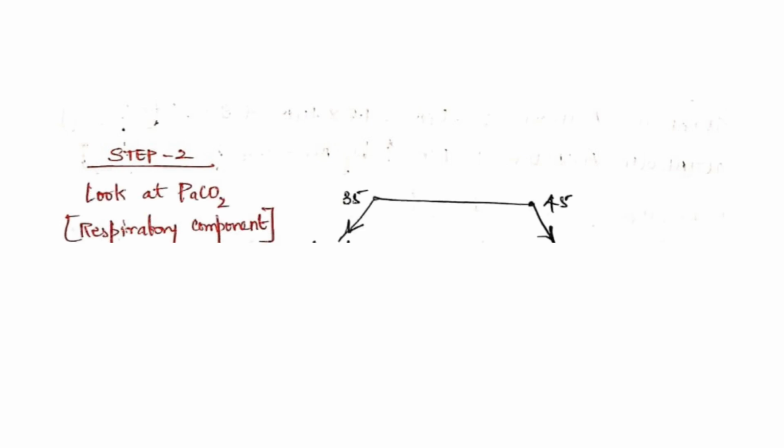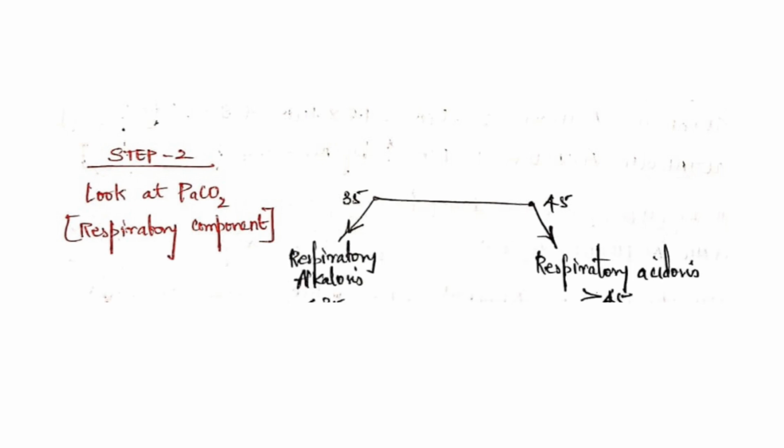Step 2. Look at carbon dioxide, the respiratory component. Normal range is 35 to 45. If it is less than 35, it is respiratory alkalosis. If it is more than 45, it is respiratory acidosis.